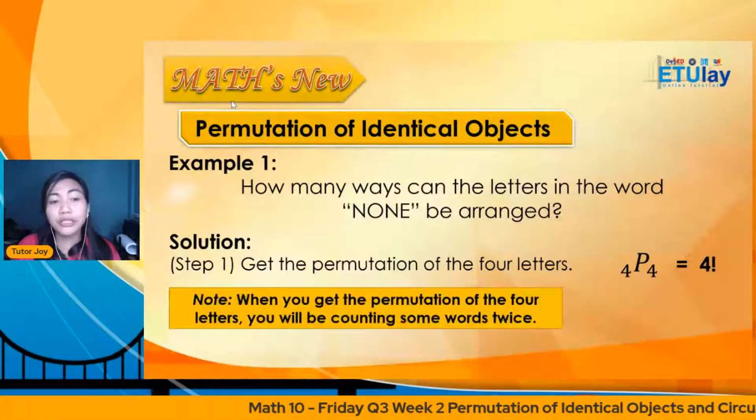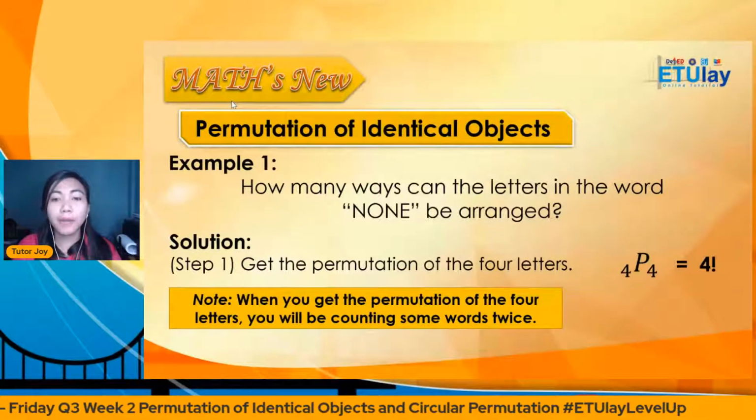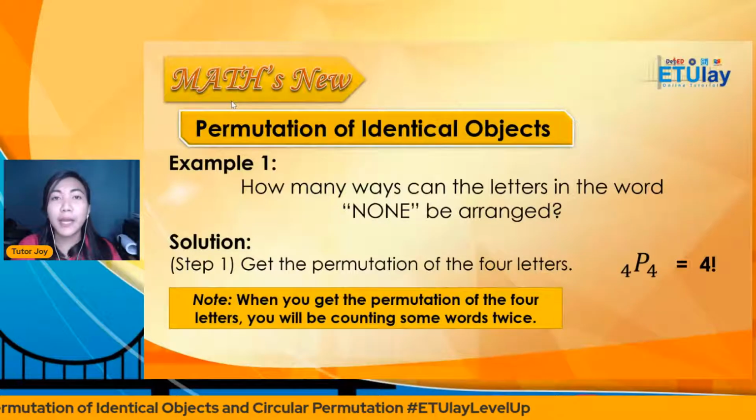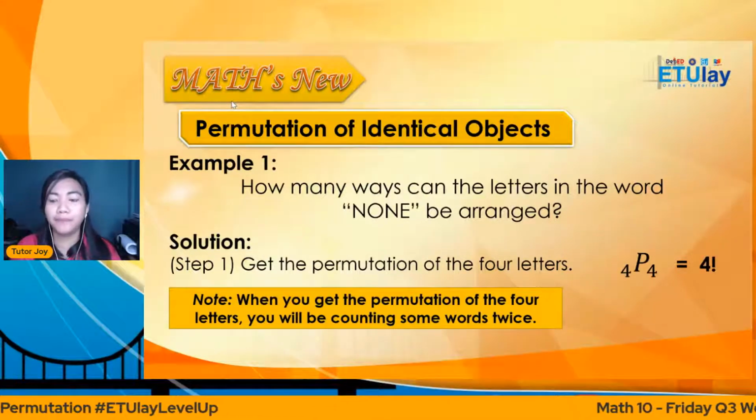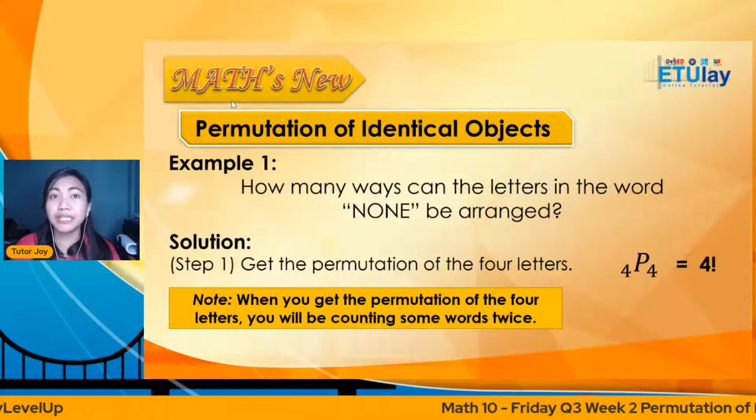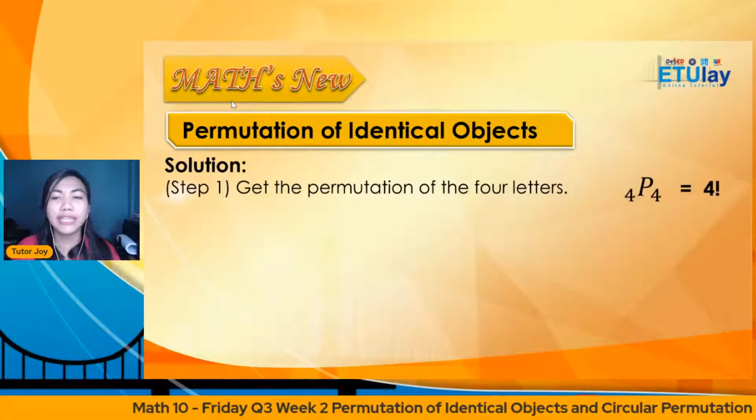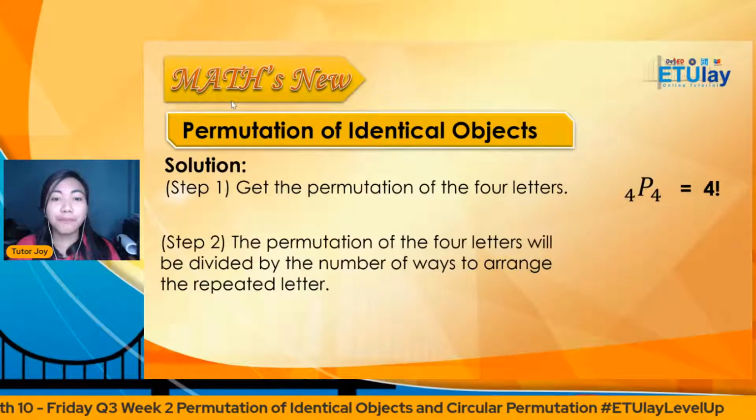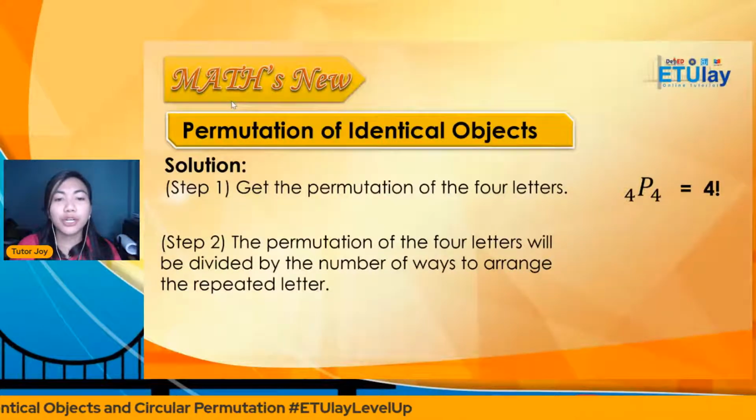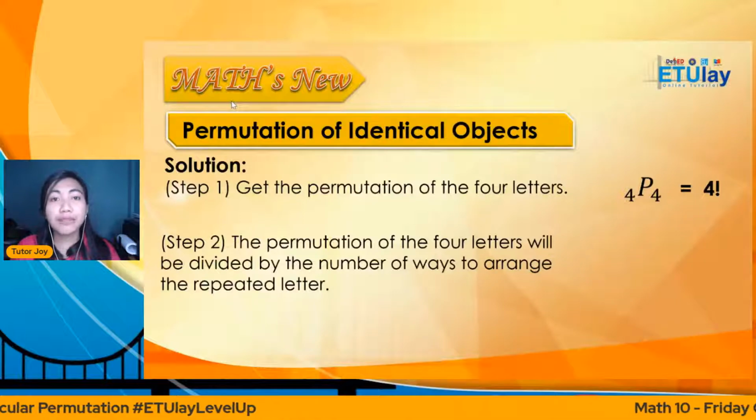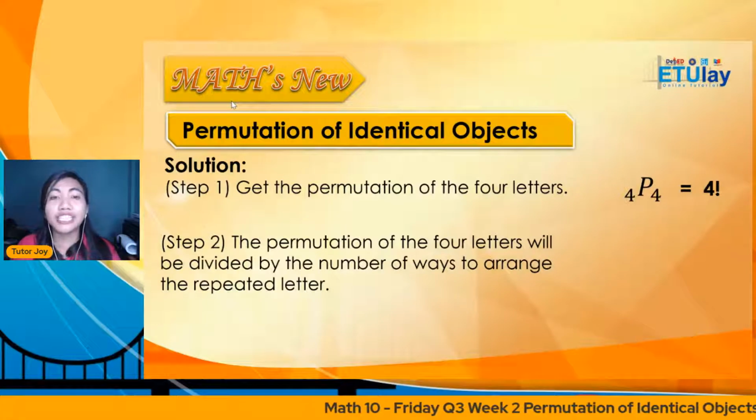But we have to take note that if we do this, kinukuha natin yung permutation ng 4 letters, pero kapag ganito lang ang naging procedure natin, meron tayong madodobleng bilang. Meron tayong words na mabubuo at doble ang bilang nun. So to avoid that mistake to happen, we proceed to second step. Anong second step? After getting the permutation of the 4 letters, yung pangalawang step is to divide that by the number of ways that will arrange the repeated letter.